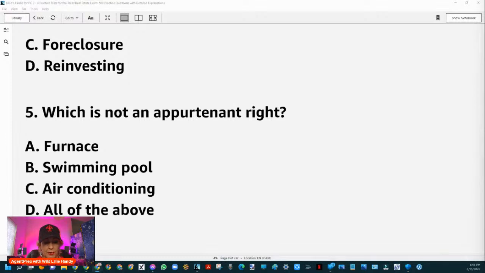The answer here is D, all of the above. The furnace is part of the house. If the pool is sunken or above ground, and it's made permanent, that's an appurtenant, and so is the air conditioning. So number 5 is D.